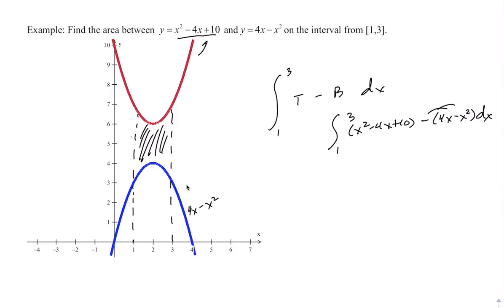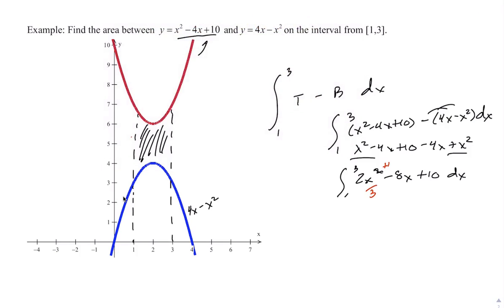Let's simplify it. So x squared minus 4x plus 10 minus 4x plus x squared. And that gives us the integral from 1 to 3 of 2x squared minus 8x plus 10 dx. Then we have to integrate it.